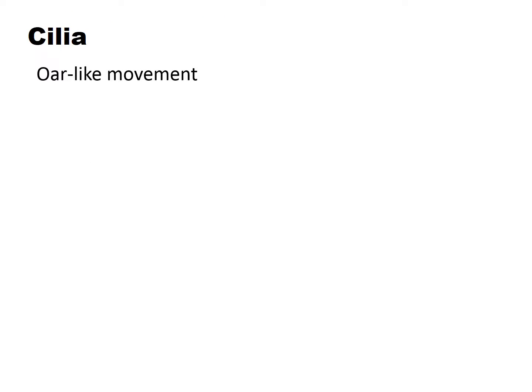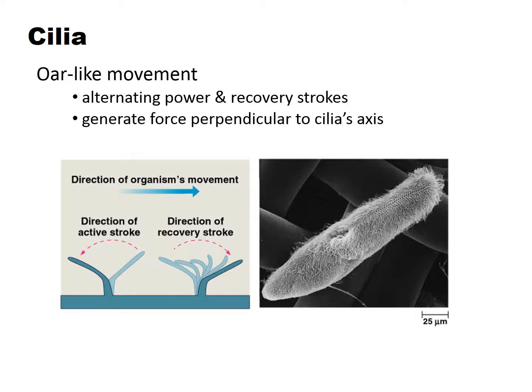Cilia move like little oars. They kind of row back and forth. They generate the power perpendicular to the direction that the cilia is beating. So when the cilia are beating back and forth this way, the organism is moving this way. So the cilia stick out this way, the organism moves this way.